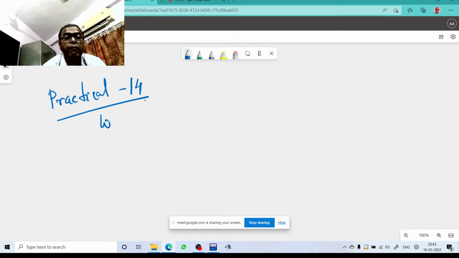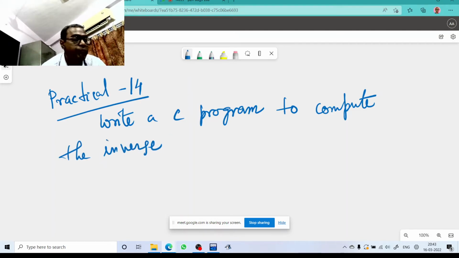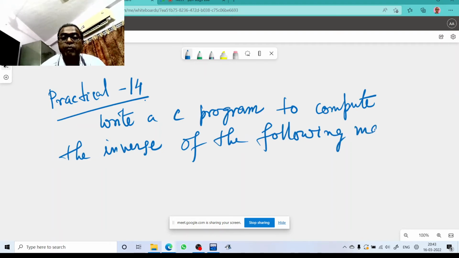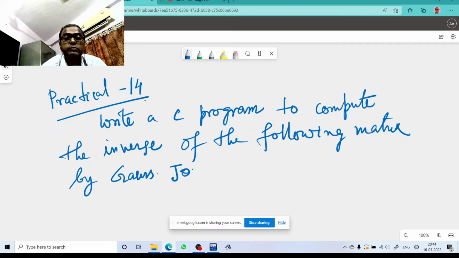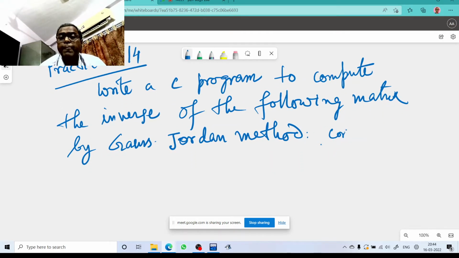Write a C program to compute the inverse of the following matrix by the Gauss-Jordan method. Correct up to 4 decimal places.